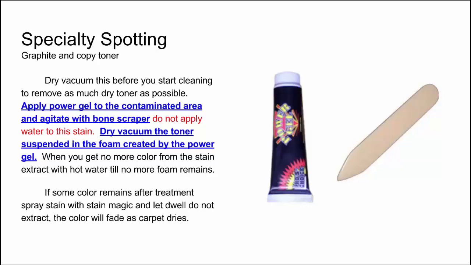So just keep going until there's no more color in the stain. If there's a little bit of color, do a little bit more powder gel treatment. If you can't get any more to come out, then you want to go ahead, spray the Stain Magic, and let it sit. The color is going to fade as the carpet dries.